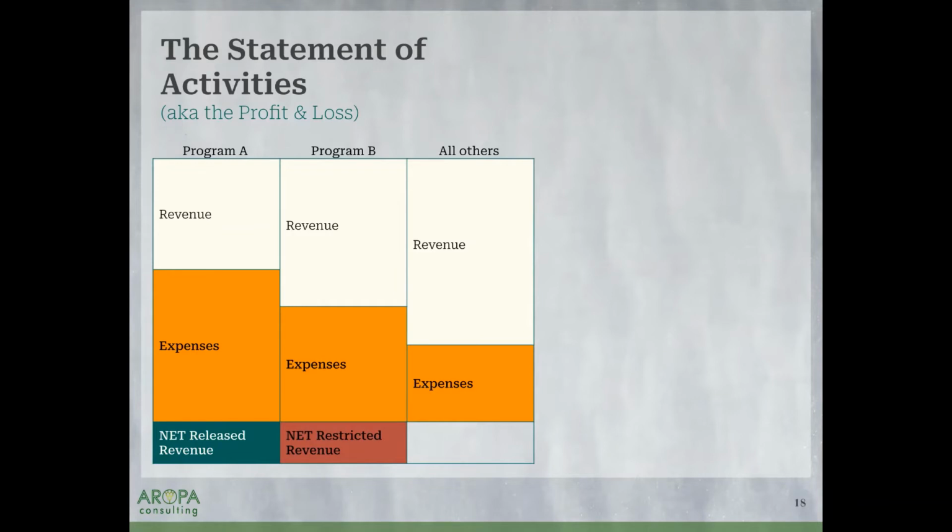Whereas for program B, we have a lot more revenue than we have expenses. So that calculation of revenue minus expenses means that we still have some restricted revenue left. You know, maybe we just don't have as many dogs right now. So we've gotten this huge push for donations for dogs, but we don't have that many in the kennel. So that means that we have released revenue from program A, meaning we've satisfied all of the restrictions and it's released. Then we have restricted revenue, net from program B. And net just means revenue minus expenses.